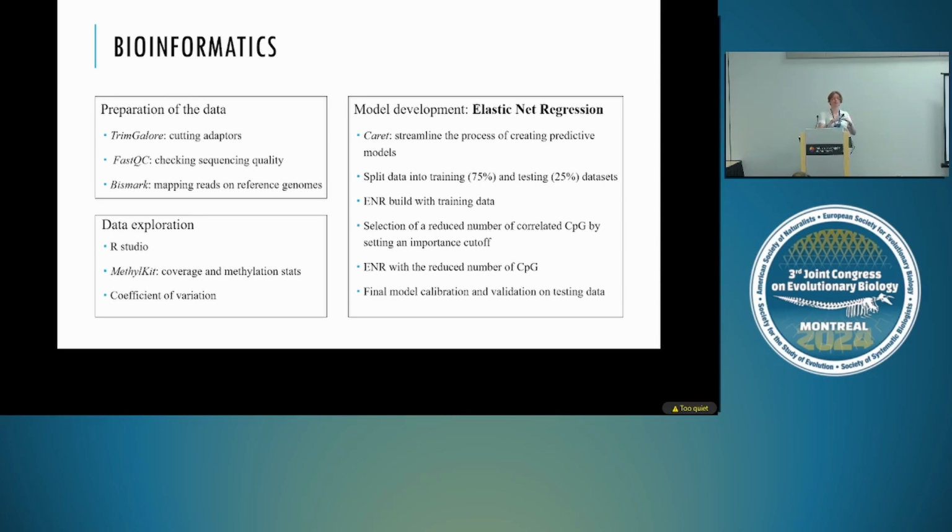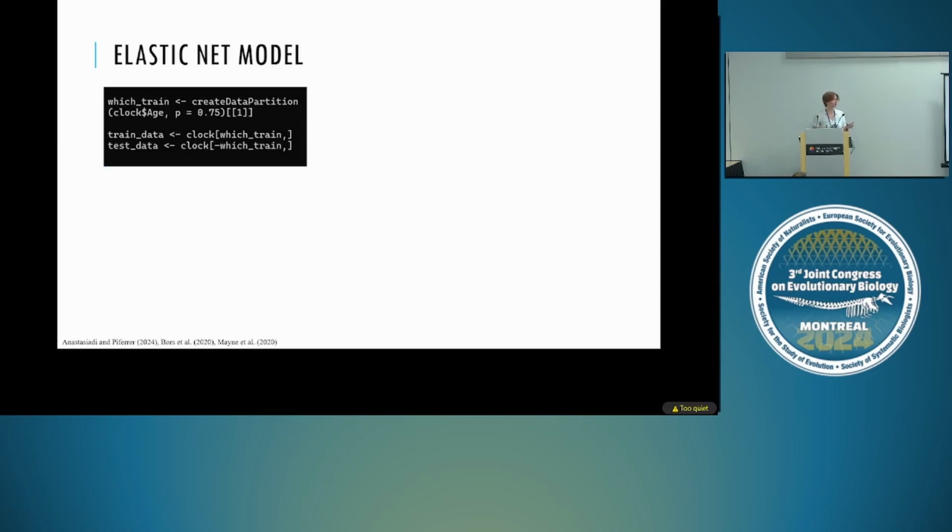First I did that with all the CpGs that were sequenced and common to all my samples. And then I played a bit with the importance cutoff, which I will talk about more after, to have only a reduced number of CpGs. Every time I made a new model with a reduced number of CpGs, I always calibrated it and validated it on my testing data. So that's a bit what the informatics look like.